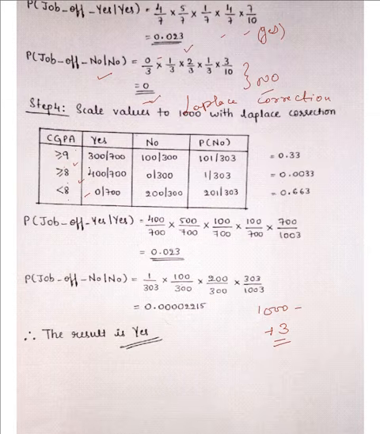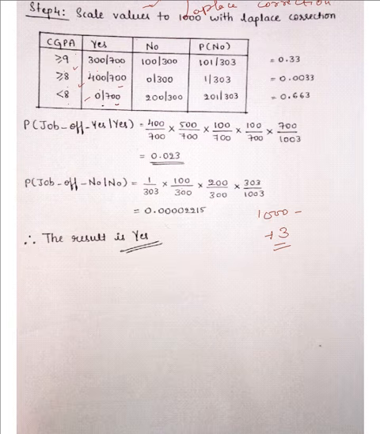Just rewrite how many instances we have: 300 by 700, 400 by 700, and 0 by 700. So we had 0 by 7 there in the table. Just replace it, scale it for 1000 instances. Similarly, we had 1 by 3 for 10 instances. Now we are scaling for 100 instances, so we write it as 100 by 300. And here it is 0 by 3, so we write it as 0 by 300.